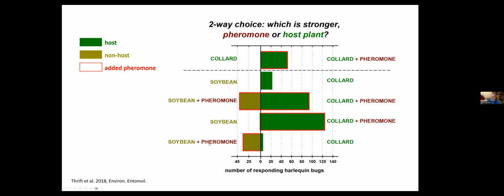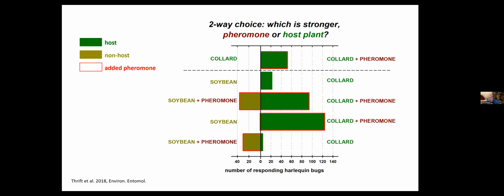What if we do the opposite and add the pheromone to the soybean? Well, the pheromone's a pretty strong signal, so we can actually fool it to go on the soybean. Now, these were just sampled twice a day, so we know that bugs come and go.